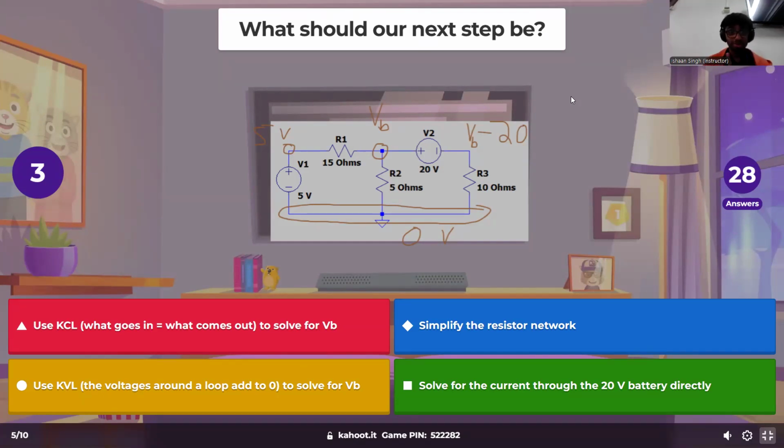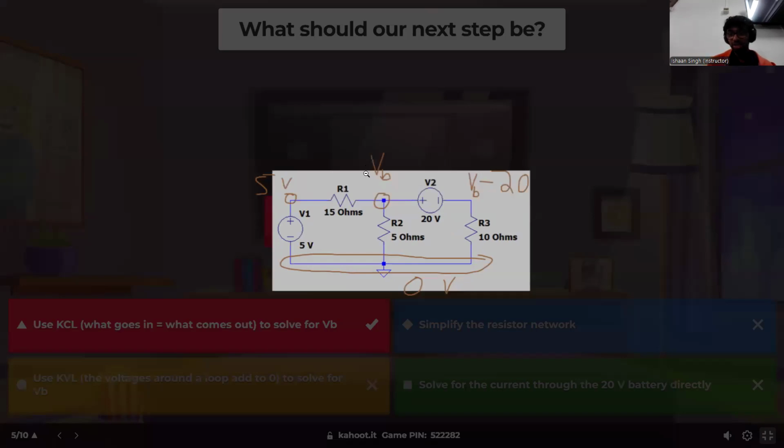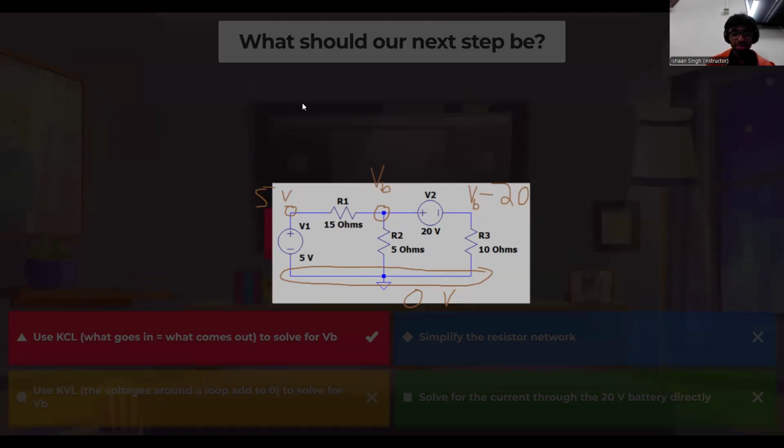Okay. So, the next step cannot be simple. How would you simplify this resistor network? For someone who said simplify the resistor network, what is your proposed method of simplifying the resistor network? I know it's scary, but no one wants to speak up. But the answer is you can't, right?